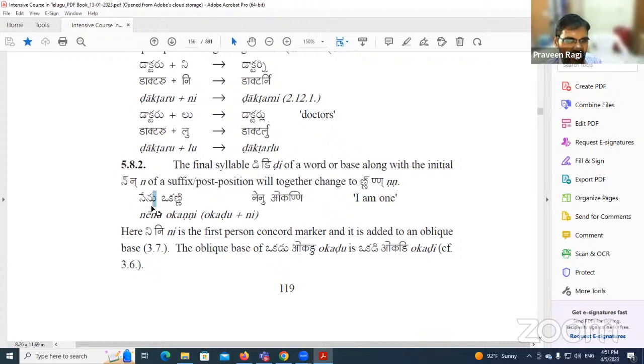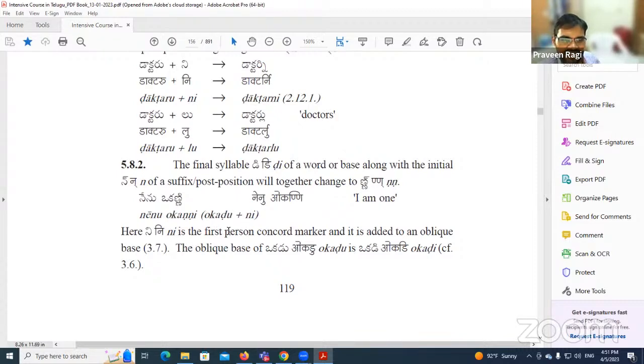Nenu Okkadu plus ni becomes Nenu Okkadini. This is the full form. But it is more common to make it further short. Okkadini becomes Okkadu plus ni, Okkaduni becomes Okkani. This is the formation of that word.